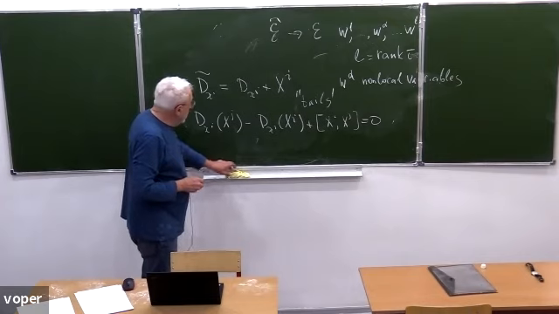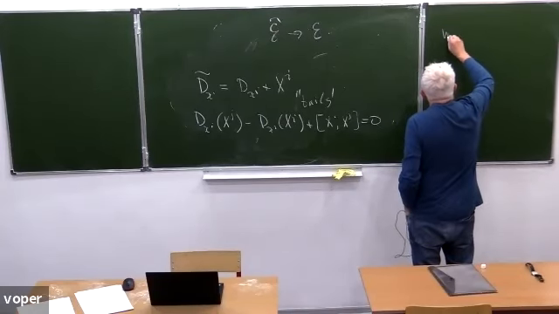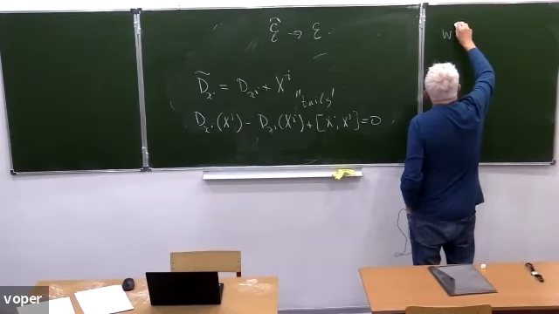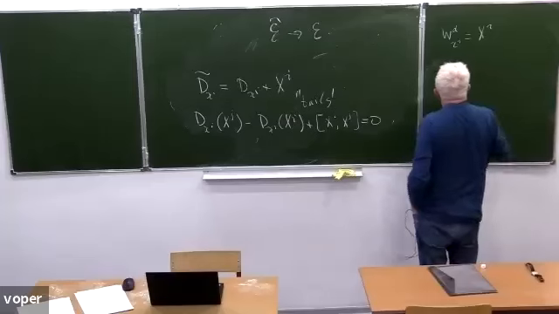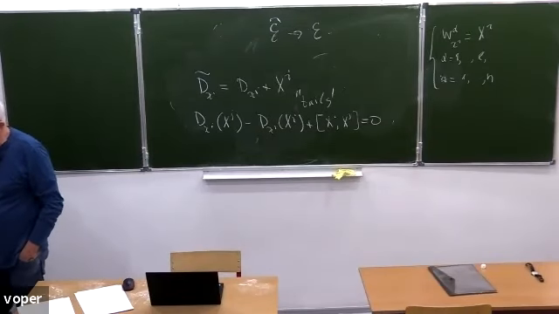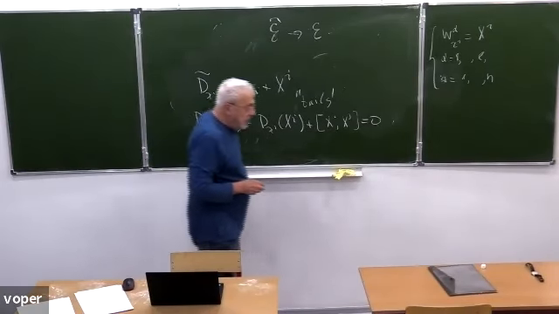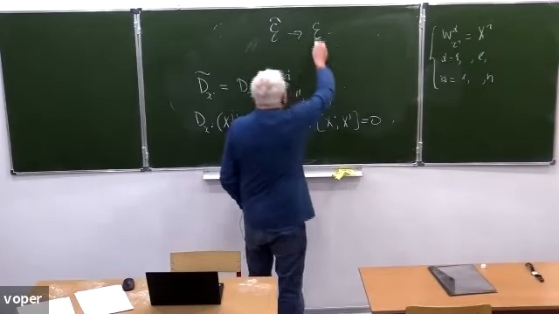It is easy to see that this condition means that E tilde is the system of equations of the form... this is an overdetermined system, and it must be compatible modulo the equation E.